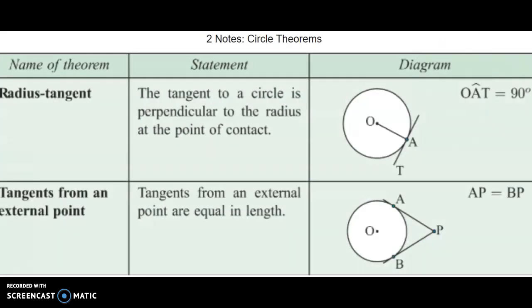Then we have two more theorems. There are more, but here are two more. One of them is called radius tangent, and the other one is called tangents from an external point.